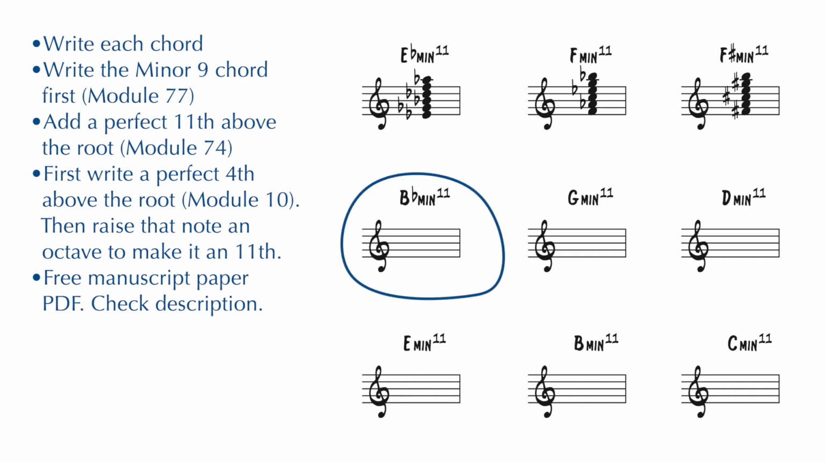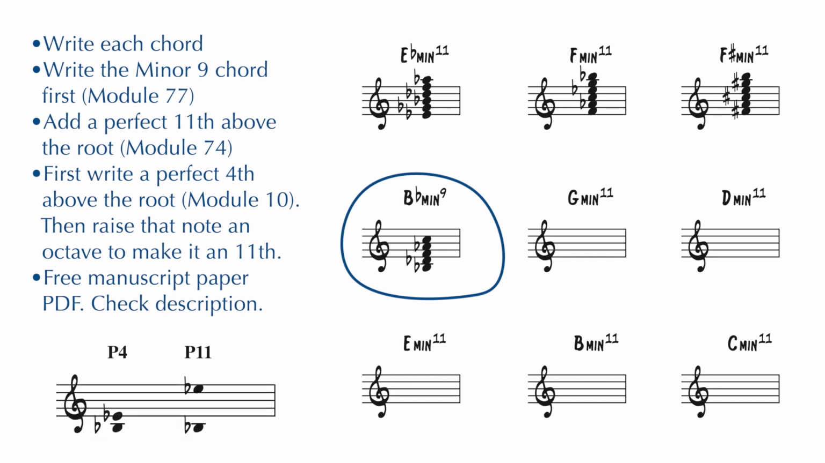Number 4, B flat minor 11. First write a B flat minor 9 chord. That's going to be B flat, D flat, F, A flat, and C. Now we add the perfect 11th above the root.